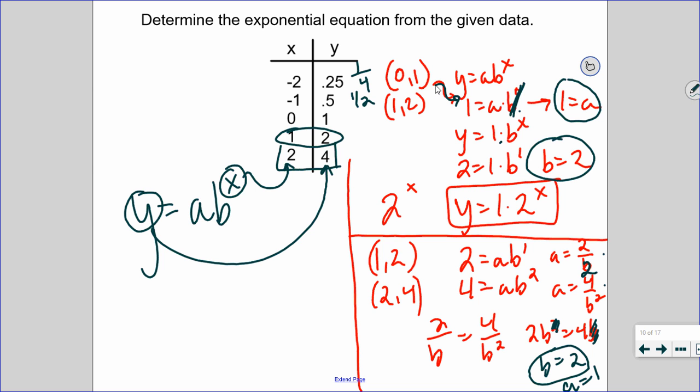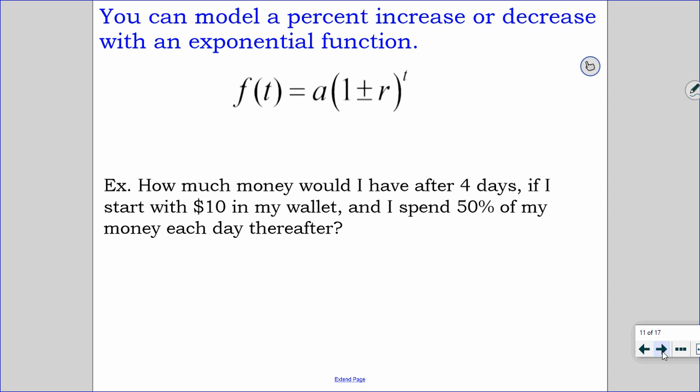Alright, so let's try a couple of word problems. This is still exponential, right? But I told you we would change that b a little bit. So, a times 1 plus or minus r to the t. This is still an exponential function, but it just gives a model to indicate a percent increase or a percent decrease, okay?